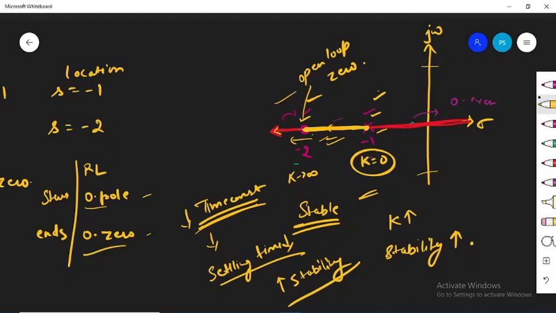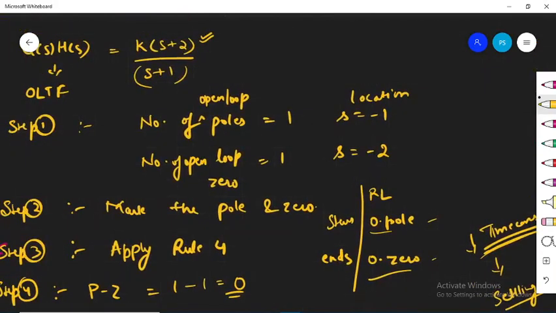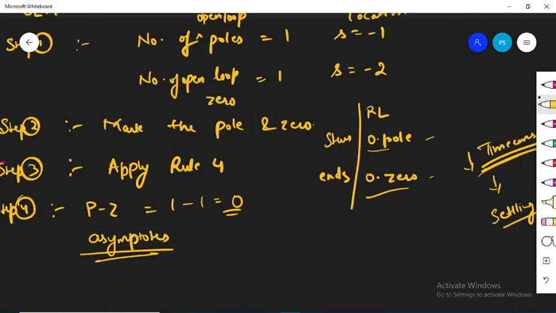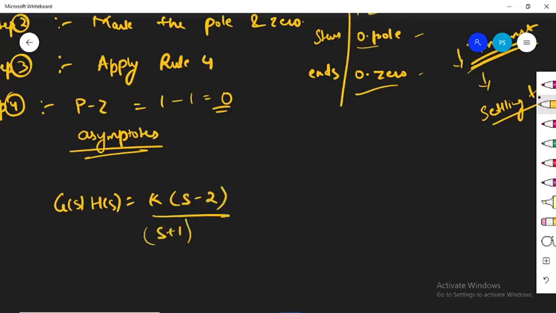Now again I'll take another example. I will just change the location of the zero. Over here I had kept it at s plus 2. Now suppose I have G(s)H(s) and I am keeping the zero at s minus 2 divided by s plus 1. I just changed the sign from plus 2 to minus 2. Now I won't do it step by step.